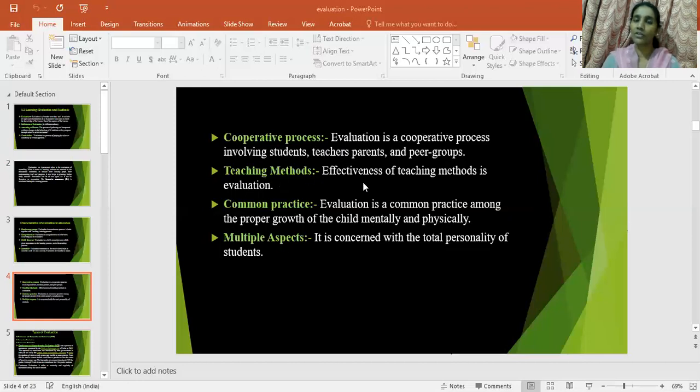Teaching methods. Effectiveness of teaching methods is evaluation. Means here, the teacher should use very attractive and effective teaching methods.